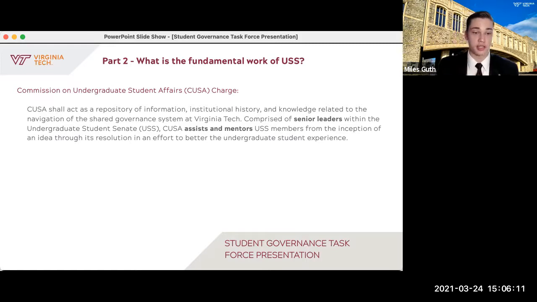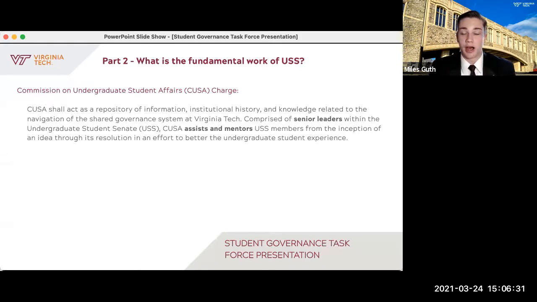So for clarity's sake, the Commission on Undergraduate Student Affairs is under the umbrella of the Undergraduate Student Senate, and Thomas will touch a little bit more on that later. So we've written out a charge for the CUSA as well, and I'm going to read that in its entirety in addition to the one for the USS.